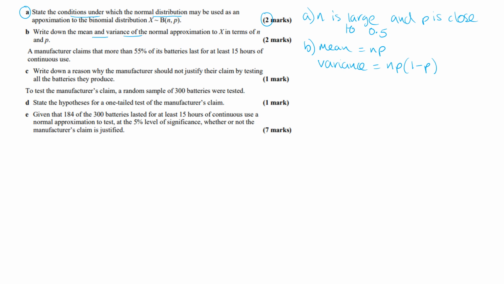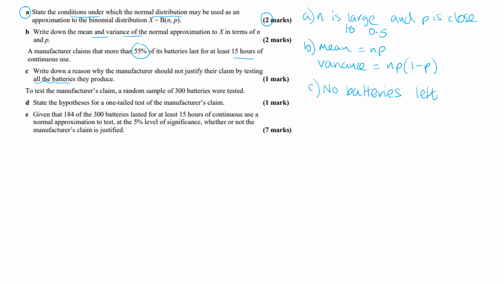Now, part C, we're being told that a manufacturer claims that more than 55% of its batteries last for at least 15 hours. Write down a reason why the manufacturer should not justify their claim by testing all of the batteries. Well, if they tested all of their batteries, they would have them running for more than 15 hours, and that would run all the batteries out, and there would be no batteries left. So that would be a silly idea. No batteries left if we've tested them all.